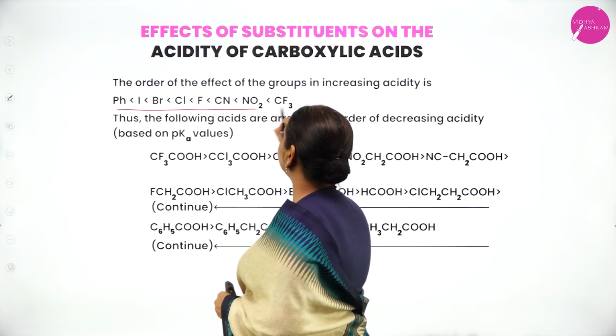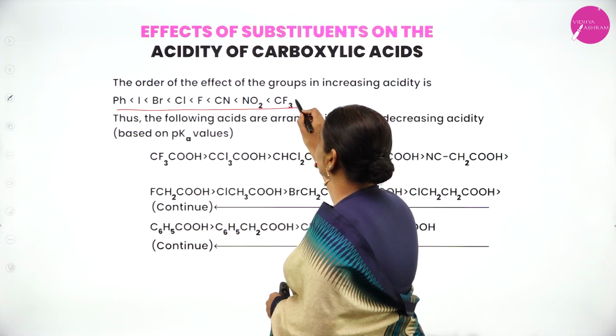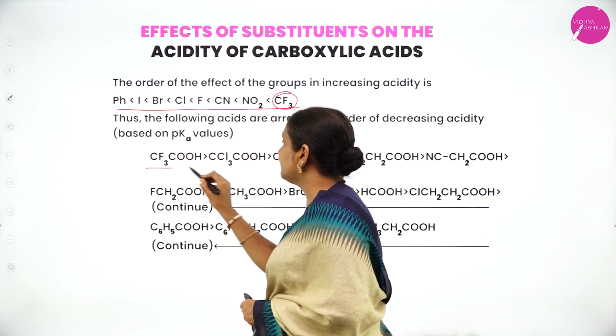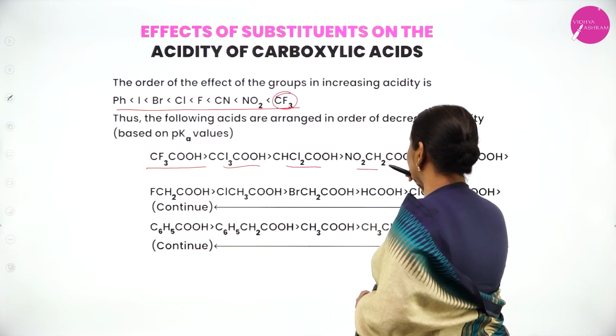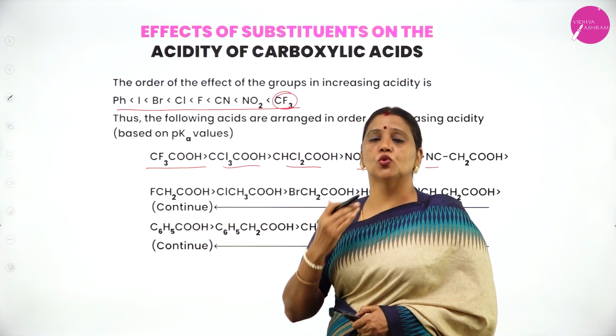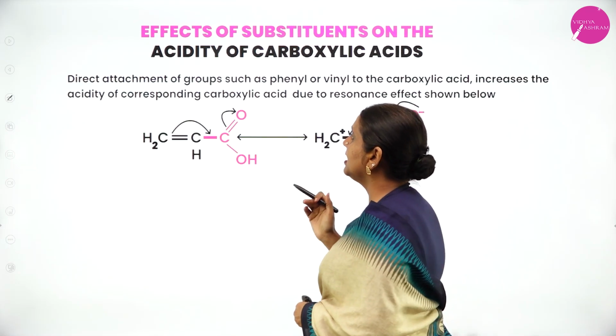The order of EWG with more electron withdrawing capacity: CF3, NO2, CN, F, Cl, Br, I. CF3 acid is more acidic than CCl3, CH2NO2 and Cl. Therefore, as it is attached with electron withdrawing group, it is more acidic. As it is attached with electron donating group, it is less acidic.